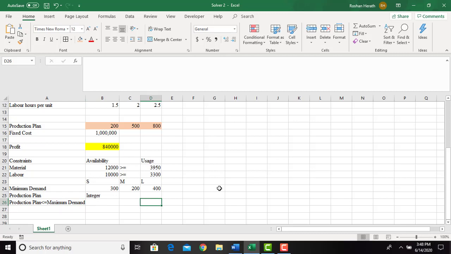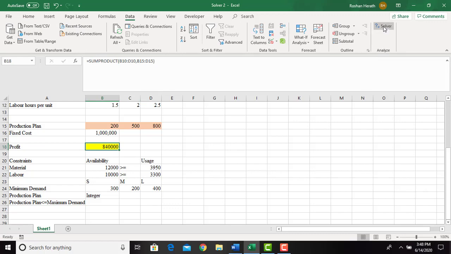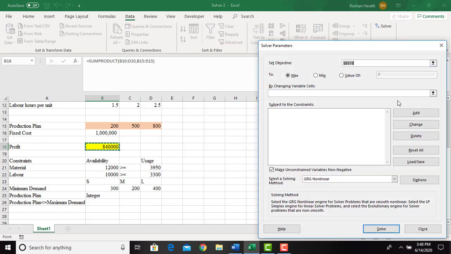Okay. So now let's check this for these criteria. You get the profit. Go to the data and it is solvable. You need to maximize the profit by changing the production plan.